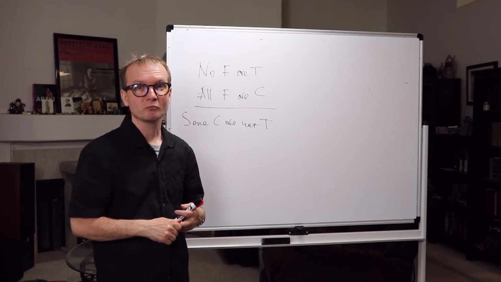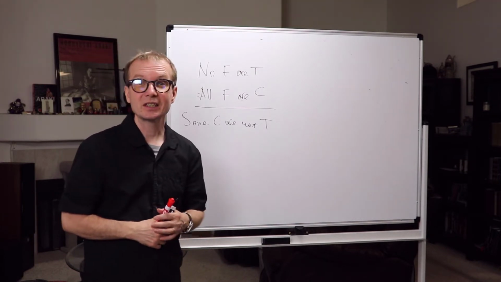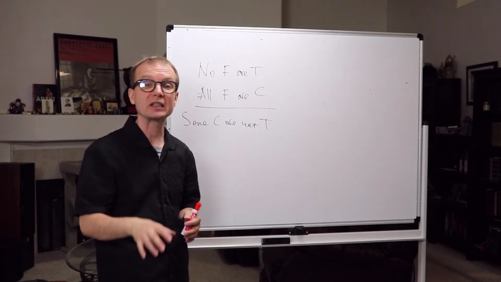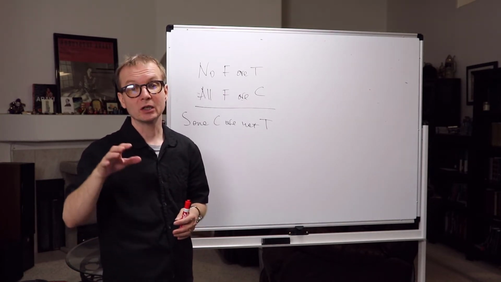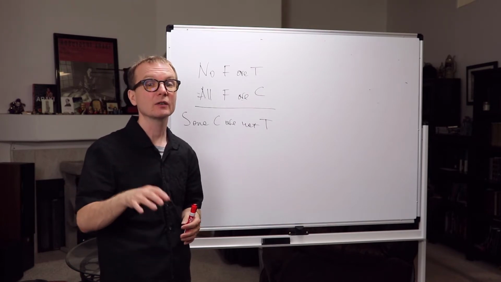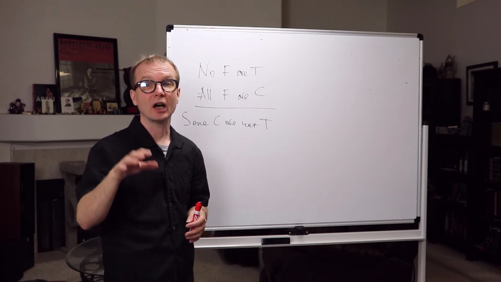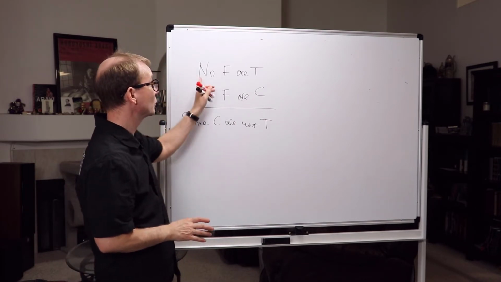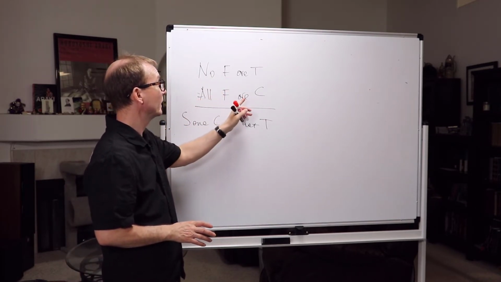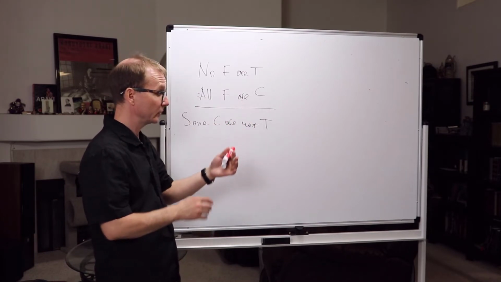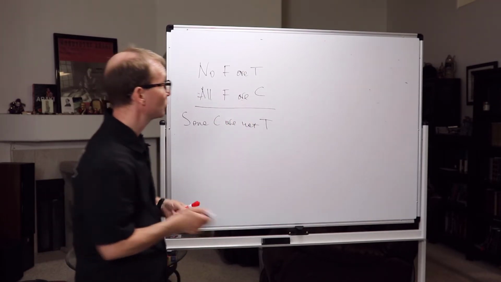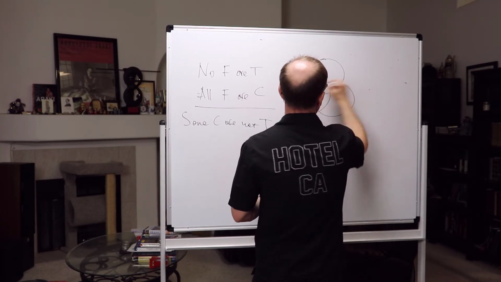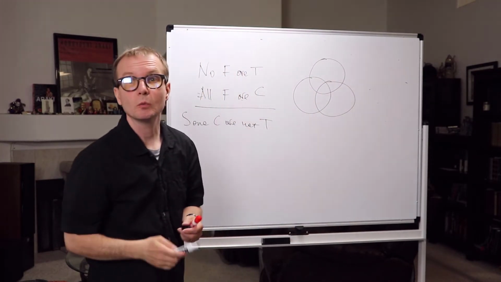So anyway, suppose we have something like this. The example in the book is: No fighter pilots are tank commanders. All fighter pilots are courageous individuals. Therefore, some courageous individuals are not tank commanders. So I already extracted the form: No F are T, all F are C, some C are not T. We can draw the circles, nice and big so you can see them well.